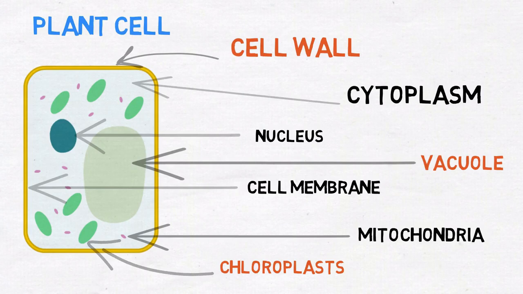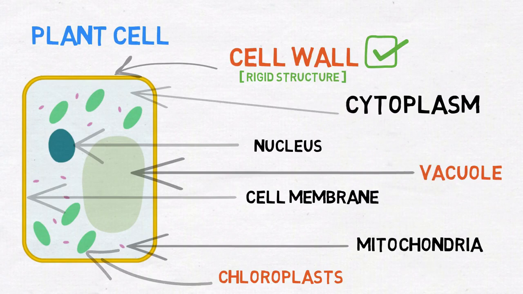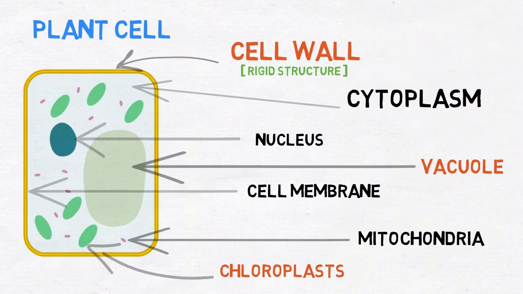The cell wall surrounding the cell membrane is a rigid structure made of cellulose and helps to support the cell. The cell wall is an important addition for plants, as they do not have a skeleton like us to make sure they stand upright, so they need some sort of rigid structure to ensure correct growth.